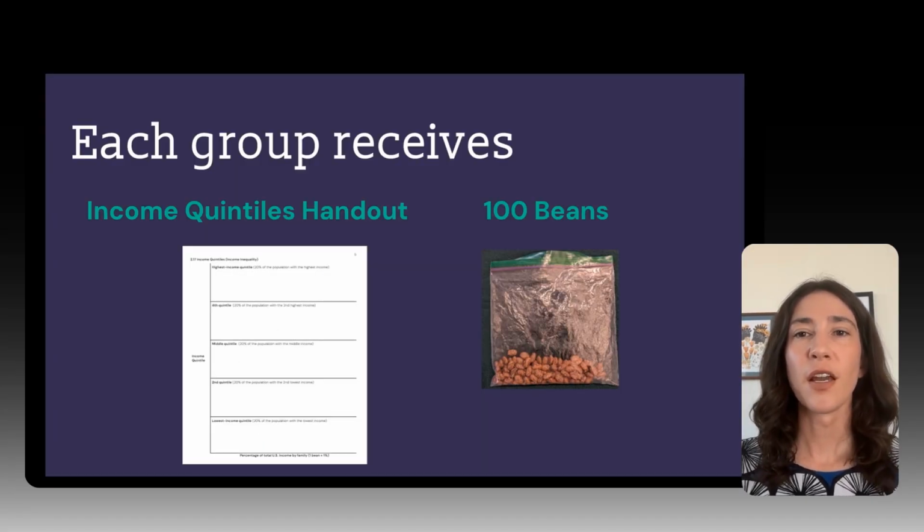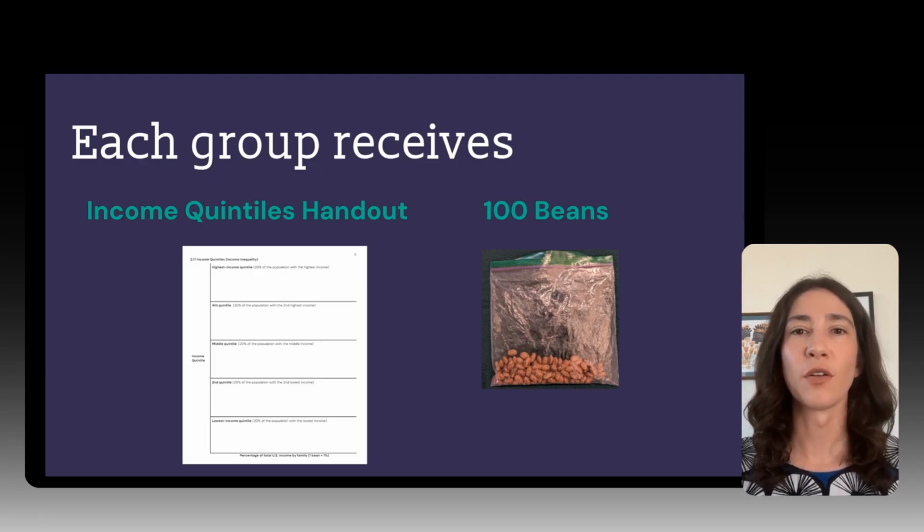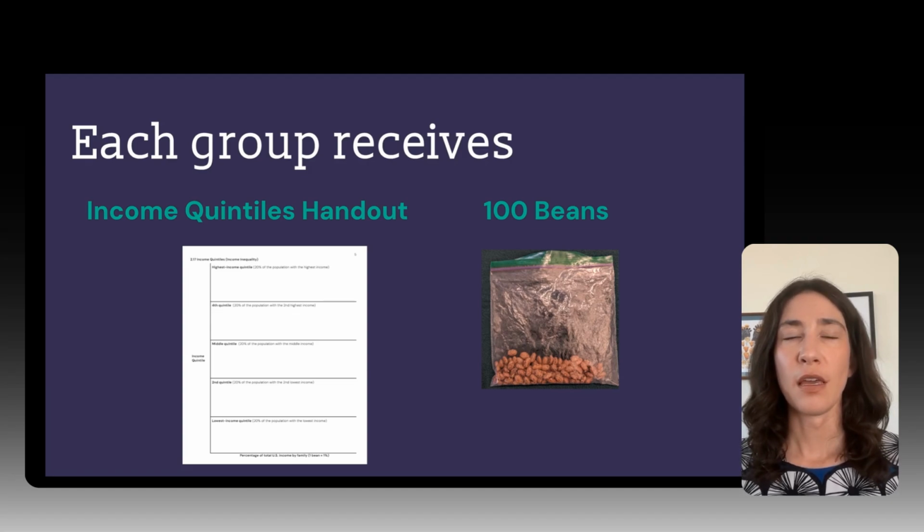To pique students' curiosity, the lesson begins with students predicting how income is distributed among quintiles. Each group is going to receive 1 handout and 1 bag of beans. So in the classroom setup I just displayed, that would be 8 handouts and 8 bags of beans, and you can of course reuse those for every class.